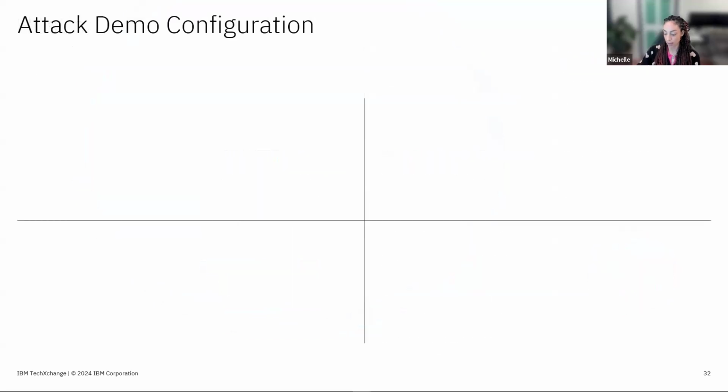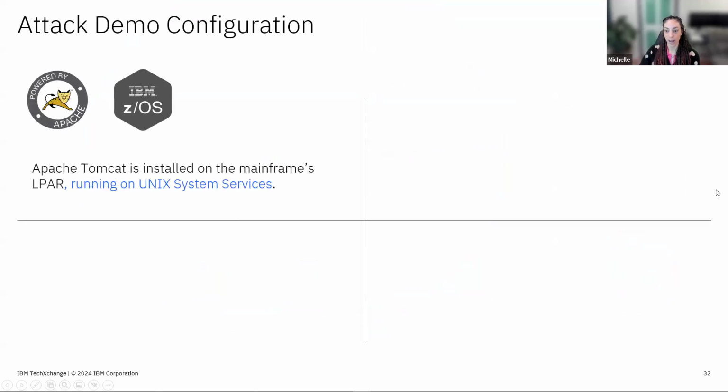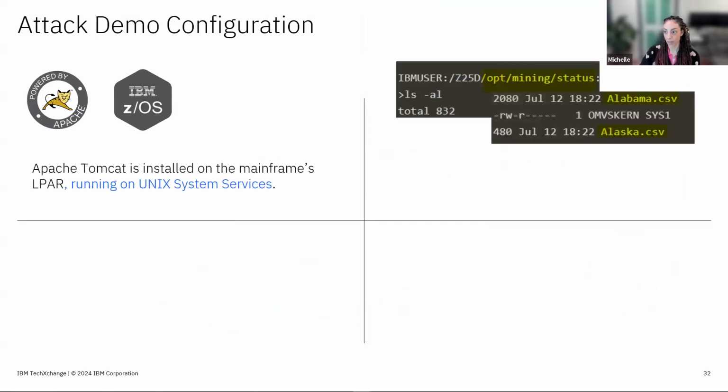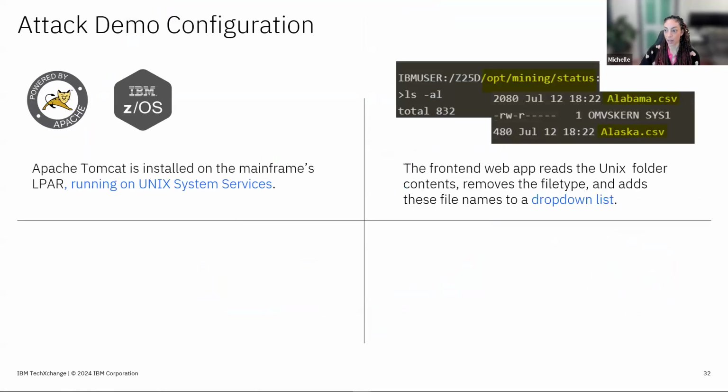Okay, so a little background, a couple things on the attack demo, so we're on the same page here. Apache Tomcat is installed on the mainframe's LPAR, and it's running on Unix System Services. The front-end web app reads the Unix folder contents, removes the file type, and adds these file names to a drop-down list. The drop-down list is in the web GUI. You'll see it in the demo.